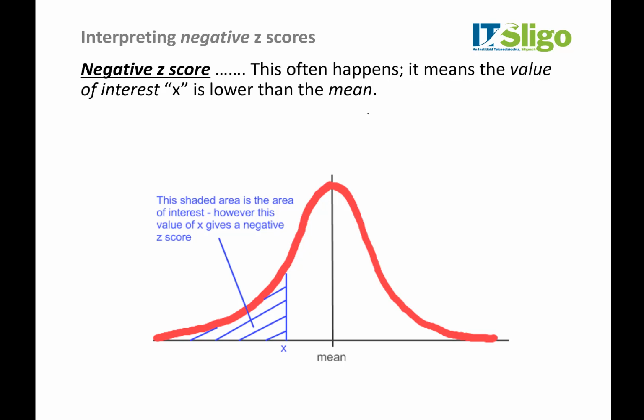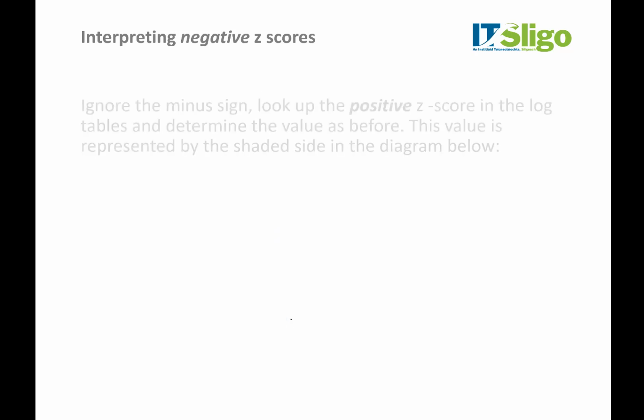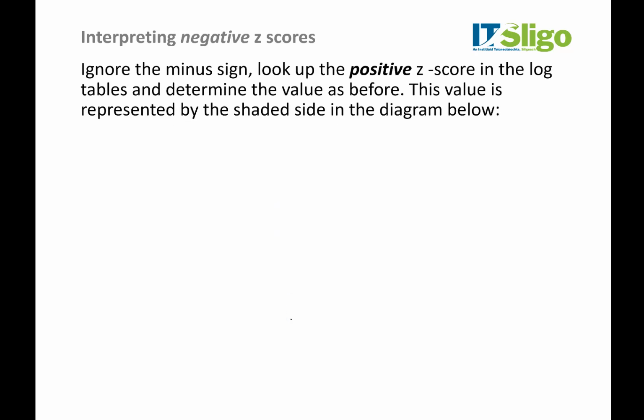How many students scored less than 30% in the exam? We're going to take a look at how many students scored less than 40%. Here's our shaded area. So what you do is you simply ignore the minus sign on your z-score and look up the tables as before. So I just have it laid out here. Look up the positive z-score.